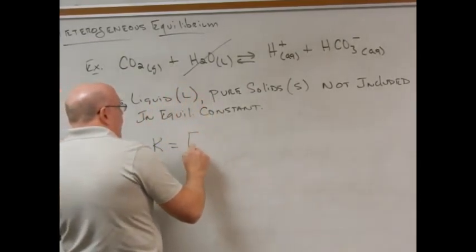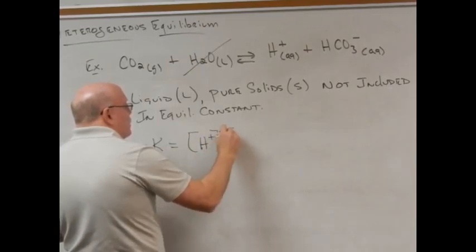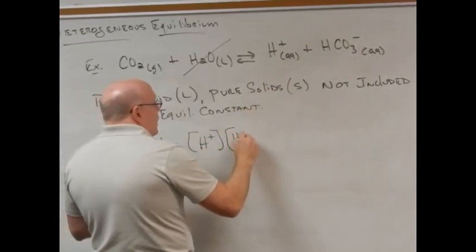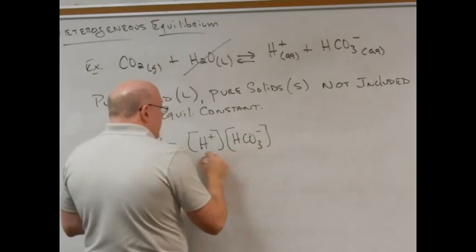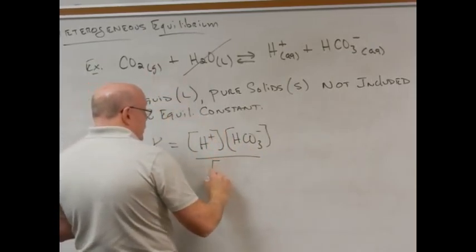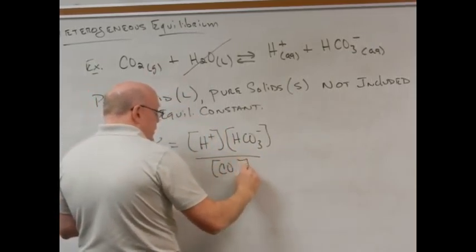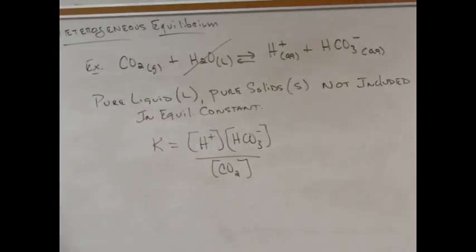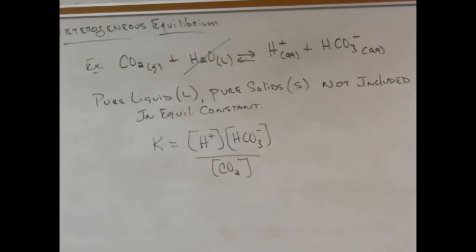On the product side, we have hydrogen ion. We have bicarbonate ion. We have our CO2 that started it. Oh, aqueouses are included with this one? Aqueous are always included. Yep. And that would be the proper equilibrium.